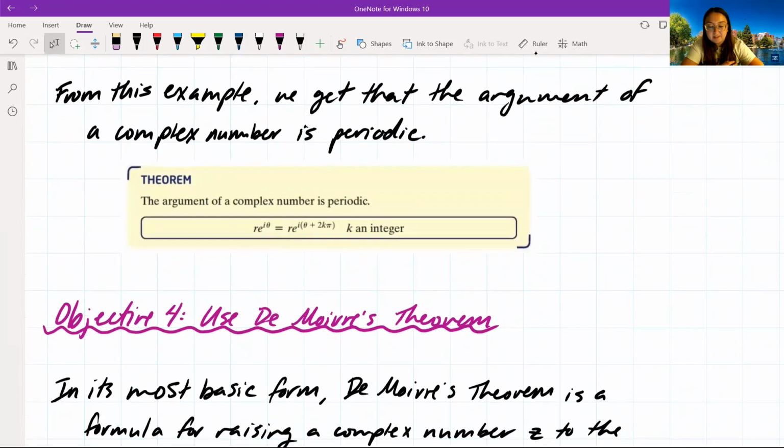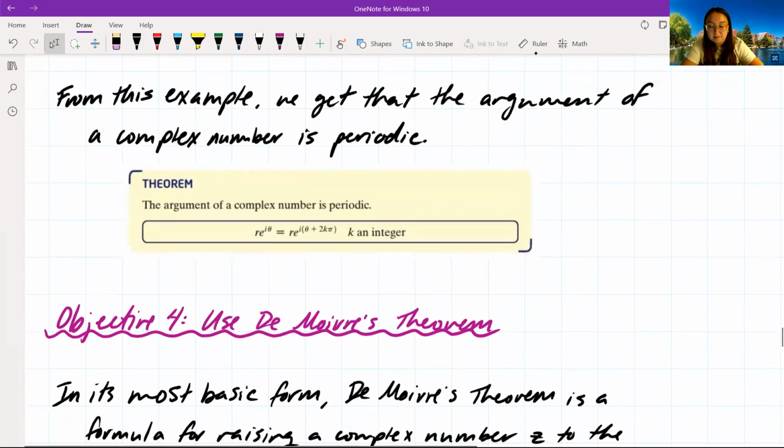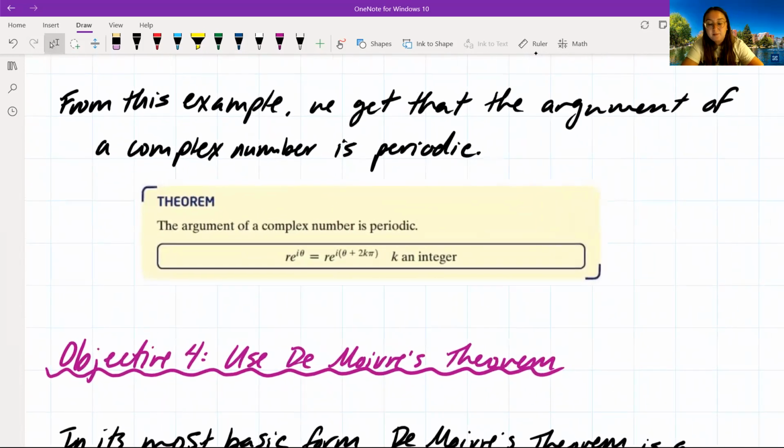Then we also had that from this example, we get that the argument of a complex number is going to be periodic. So that means that if we have r times e to the power of i times theta, this is then equal to r times e to the power of i times the sum of theta and 2k pi, where k is an integer. So that means that even if we do go forward to pi, we would have the same value as before. We do see that this is going to be periodic because we do also use the values of sine and cosine, which are periodic functions.